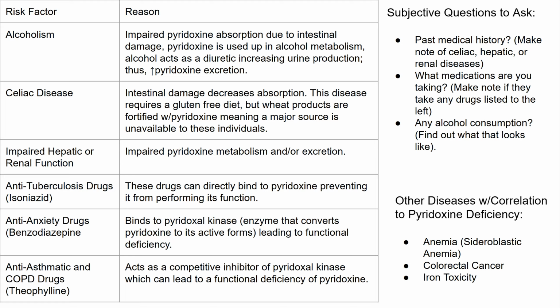Some other diseases that individuals can be at greater risk for with pyridoxine deficiency are anemia, specifically sideroblastic anemia, colorectal cancer, and iron toxicity.